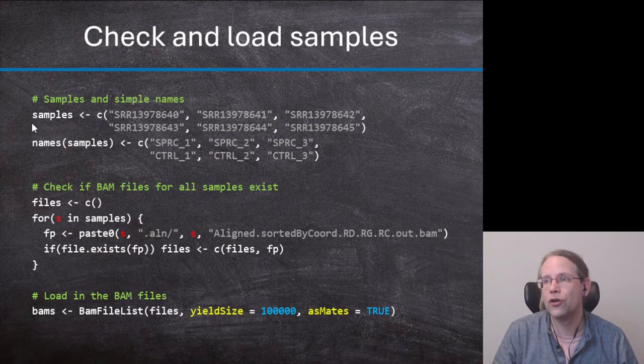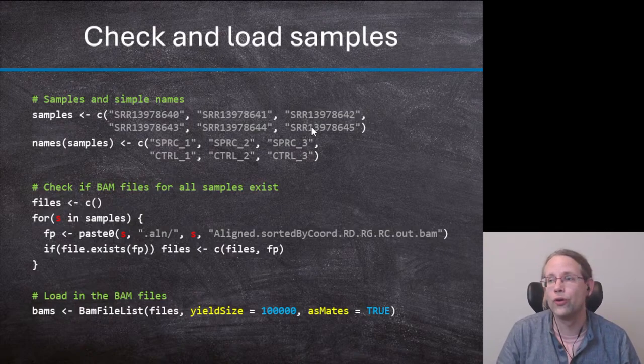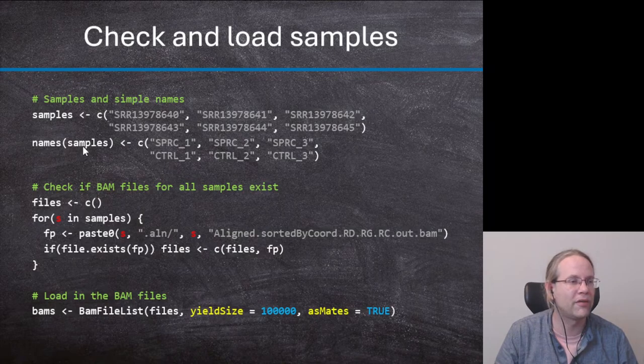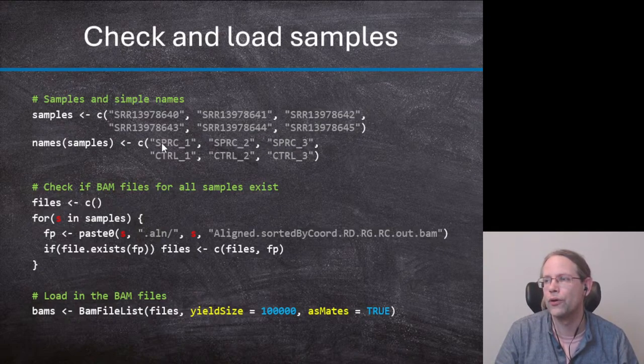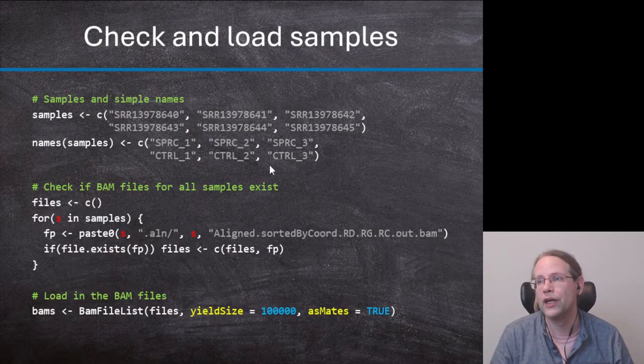So the thing that I'm going to do is first create a little vector which has the name samples, and this will have the short read archive identifiers in there. And to make sure that I don't mix them up, right, because 40, 41, and 42 are the SPRC samples, and 43, 44, and 45 are the control samples, I'm going to explicitly put names on my vector. So the names on my vector will be SPRC1, 2, and 3 for the three samples which were grown in SPRC medium, and control 1, 2, and 3 for the samples grown in control medium.